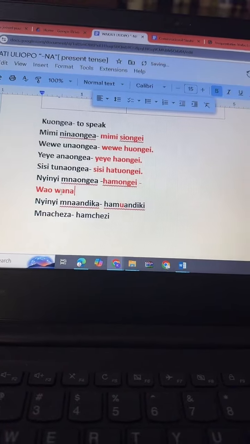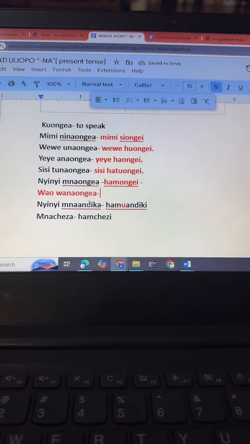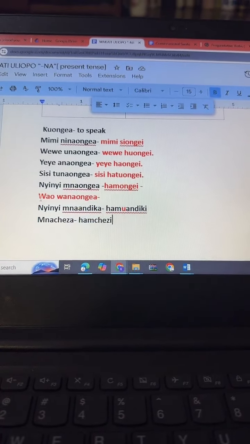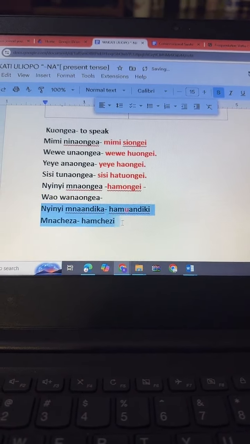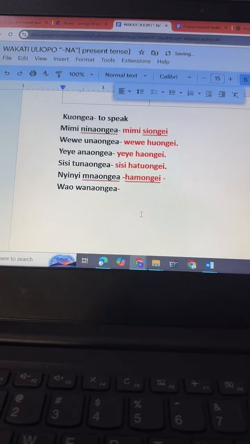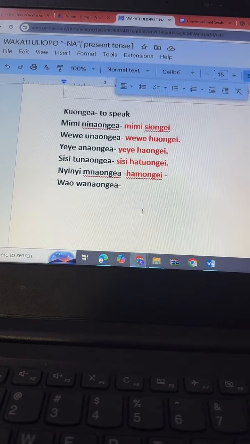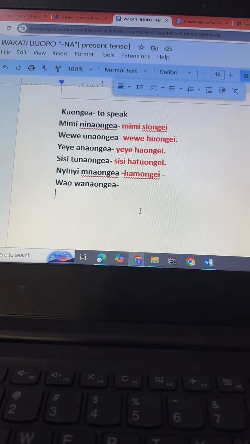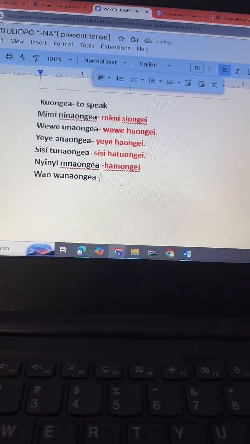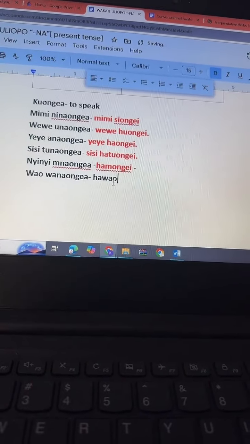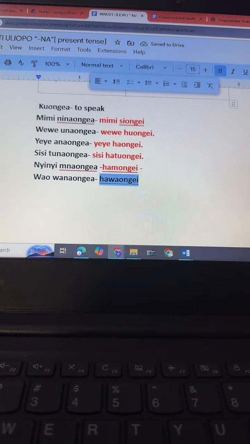Wanaongea. Wao wanaongea. They are speaking. How will we say they are not speaking? Wao wanaongea. Okay. Wao hawaongei. Asante sana dada Franzi. Hawaongei. They are not speaking.